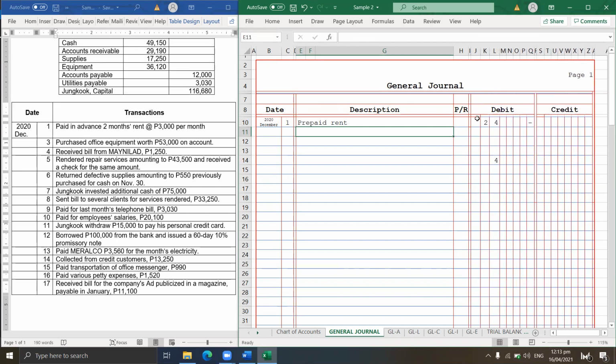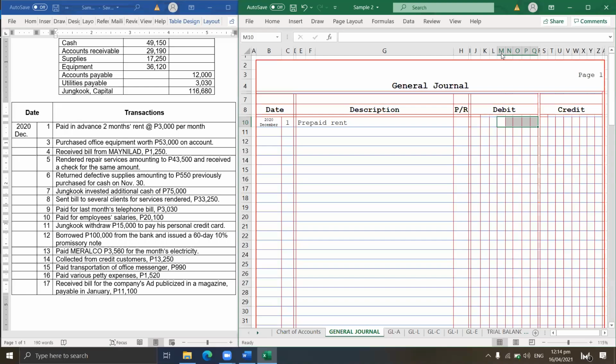So let's widen the space. Okay, wait a moment class, I will just edit this. Okay, so we have 6,000. That's our debit to prepaid rent. And then its partner will be a credit to cash, since we paid, again that would be 6,000.